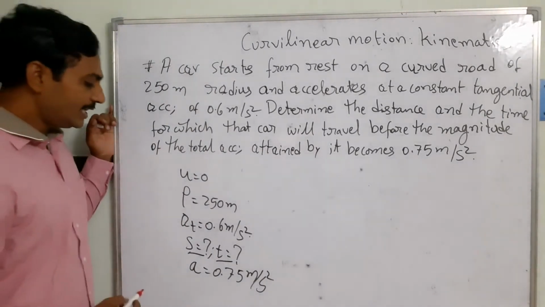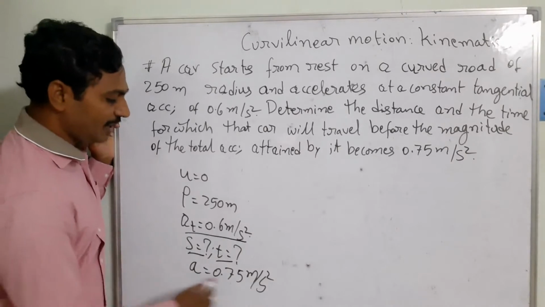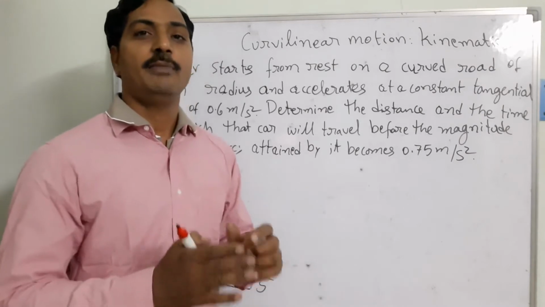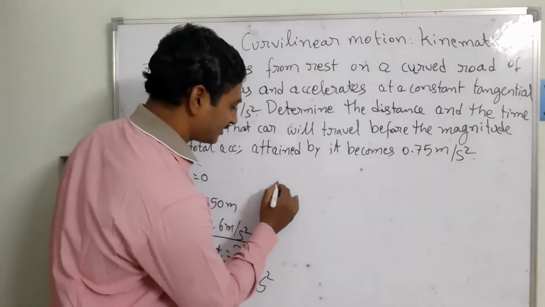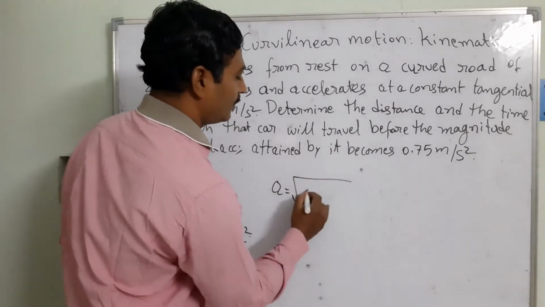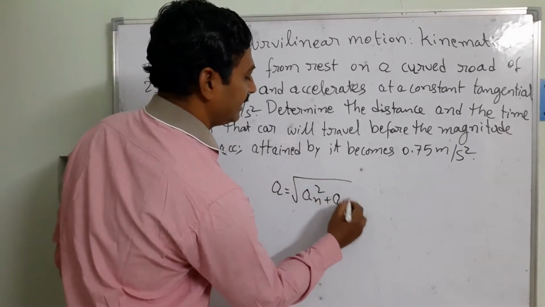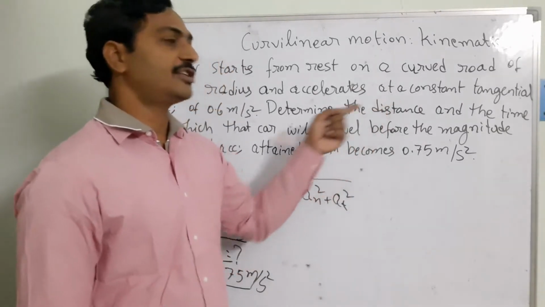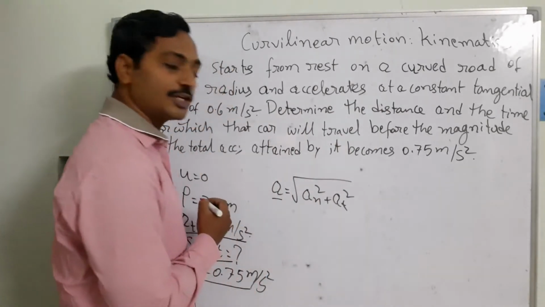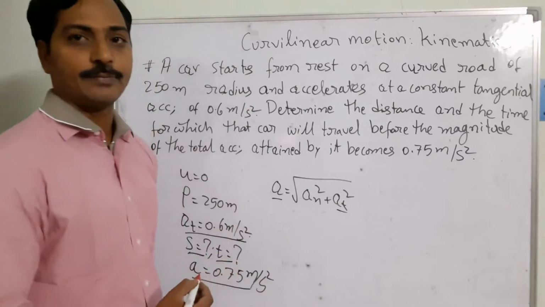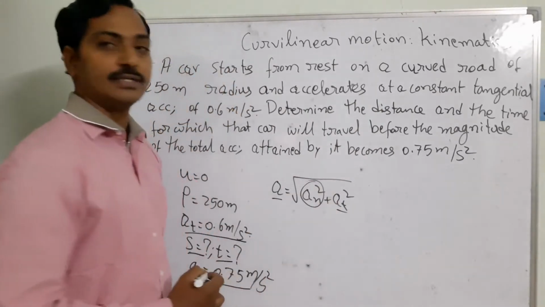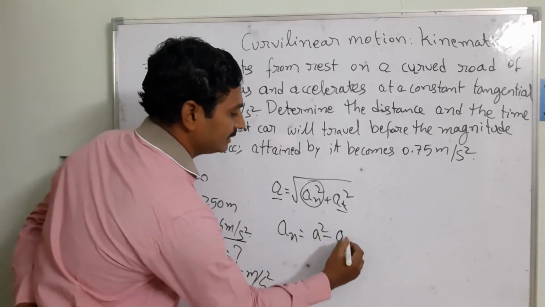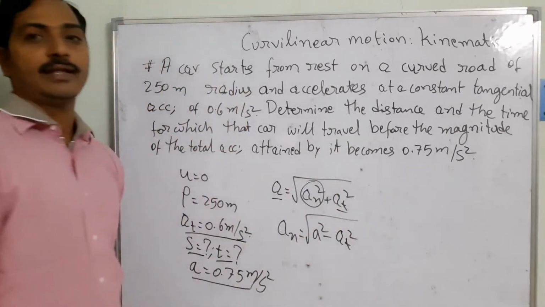In this case, he has given the tangential acceleration as well as the total acceleration. We know there is a relationship between these two. So I am writing the total acceleration A is equal to the square root of an square plus at square, where an is the normal acceleration and at is the tangential acceleration. I know the total and tangential acceleration, so I can find this parameter. From this, an is equal to the square root of A square minus at square.